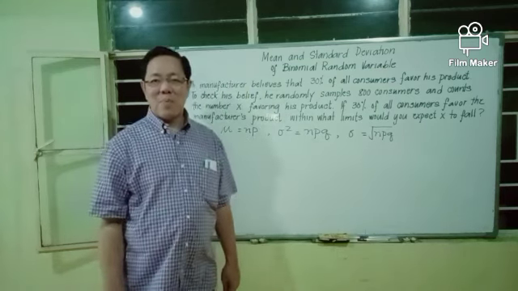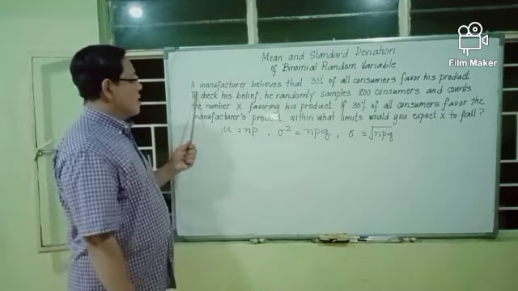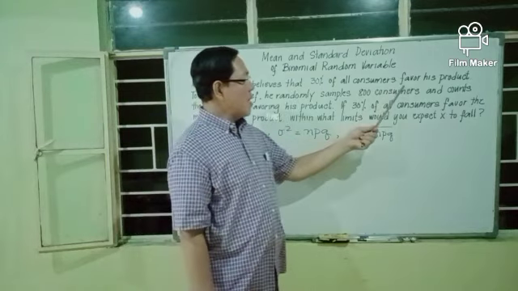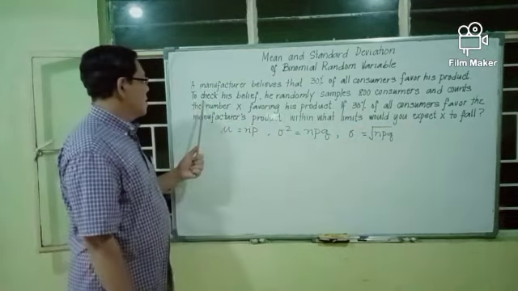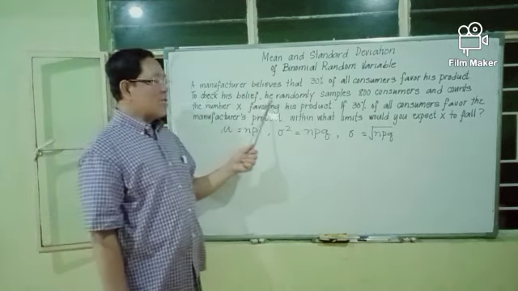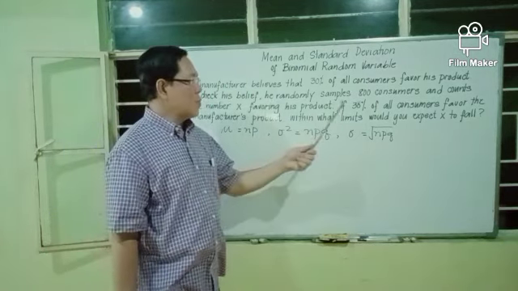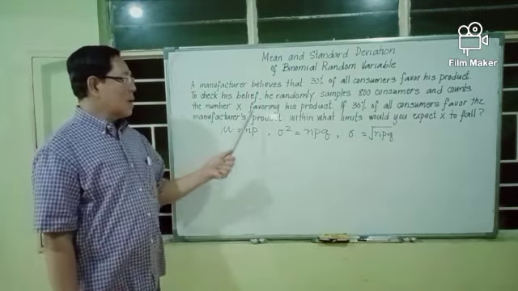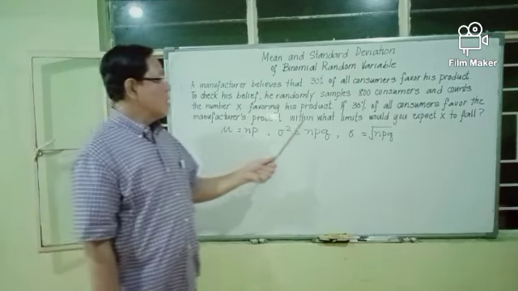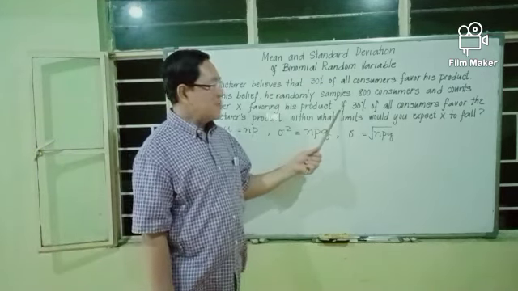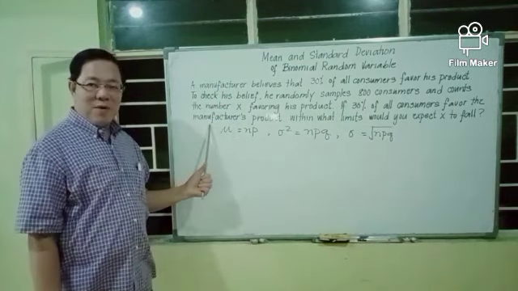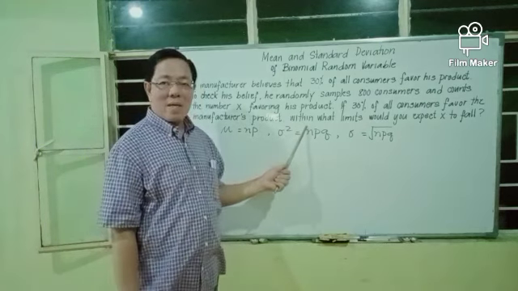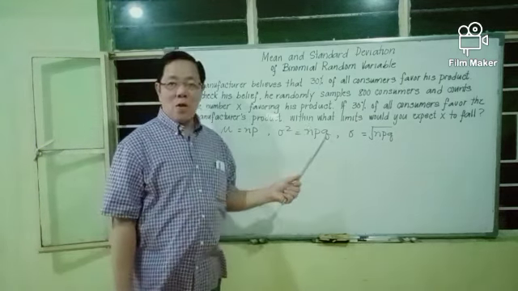Consider the following problem. A manufacturer believes that 30% of all consumers favor his product. To check his belief, he randomly samples 800 consumers and counts the number X favoring his product. If 30% of all consumers favored the manufacturer's product, within what limits would you expect X to fall?